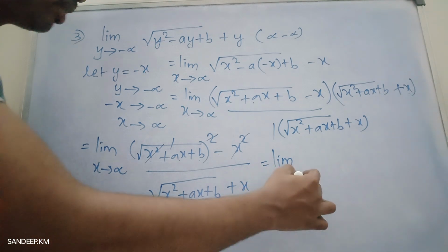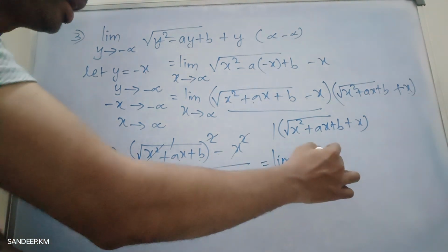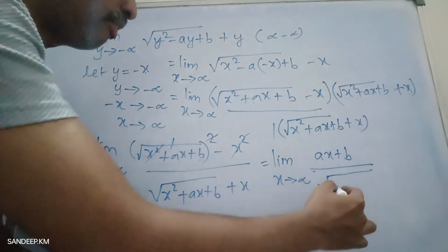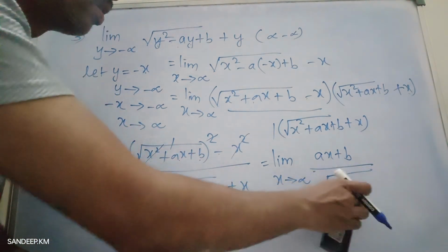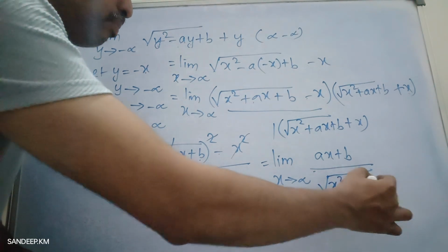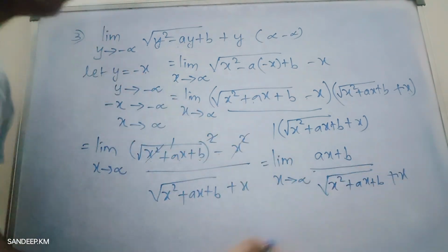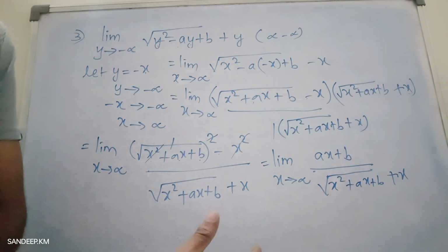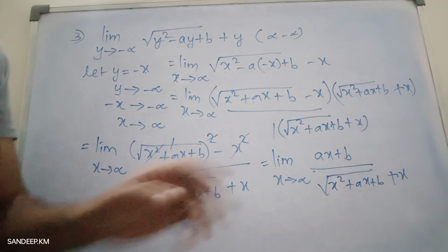Limit x approaches infinity, ax plus b in the numerator divided by square root of x square plus ax plus b plus x. Now observe, now it is easy to solve. We have already discussed problems on limits at infinity. So using that concept, you can answer this question. So what I will do is, look at this.